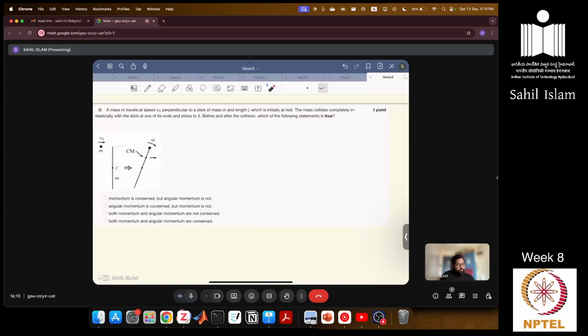Which of the following statements is true? Momentum is conserved, but angular momentum is not conserved. Angular momentum is conserved, momentum is not conserved. Both momentum and angular momentum are conserved. So this is a closed system. Here an inelastic collision is happening, so both momentum and angular momentum are conserved, even for an elastic collision also. So both momentum and angular momentum are conserved.